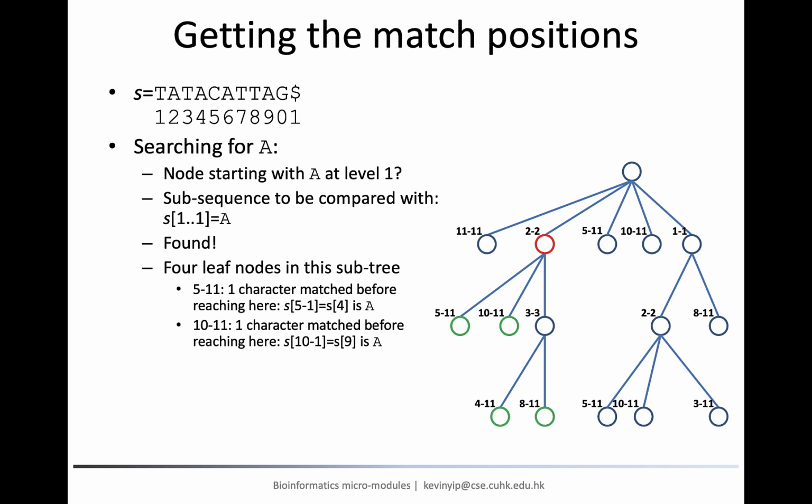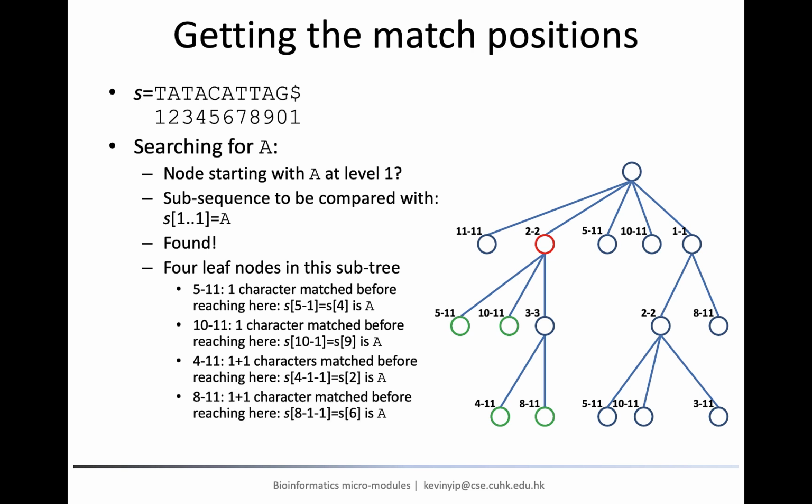For the third leaf node that represents positions 4 to 11, before reaching this node, we have to first pass through 2 nodes that represent S2.2 and S3.3 respectively. And therefore, the suffix represented by this leaf node should start at 2 positions before position 4, which is position 2. Finally, for the 4th leaf node, its suffix should start at 2 positions before position 8, which is position 6. To conclude, the 4 occurrences of A in the indexed sequence are at positions 4, 9, 2, and 6, respectively.